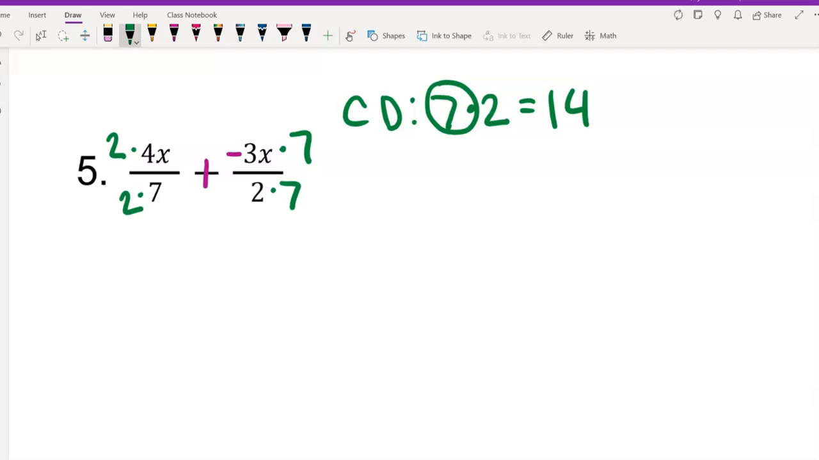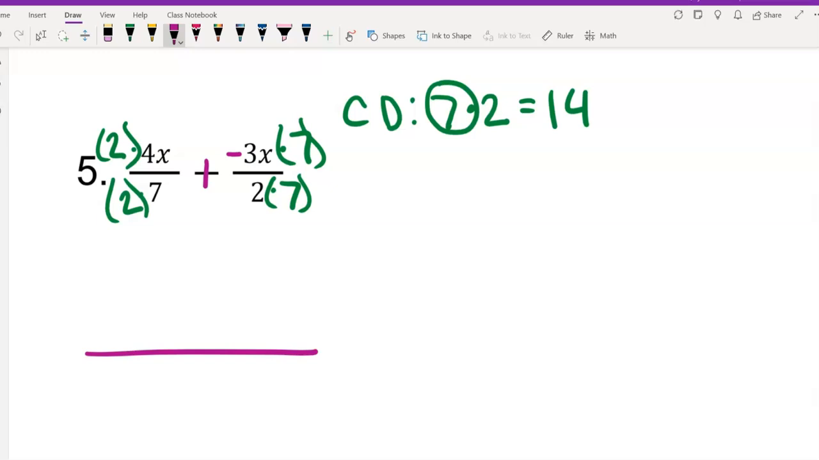Okay? And you can use the dots, you can use the parentheses, it's all the same. It all means multiplication. All right, now on the bottom, 2 and 7 is 14. 2 and 7 is 14. Success. We have created common denominators. So we're going to make a big fraction with our common denominator of 14.